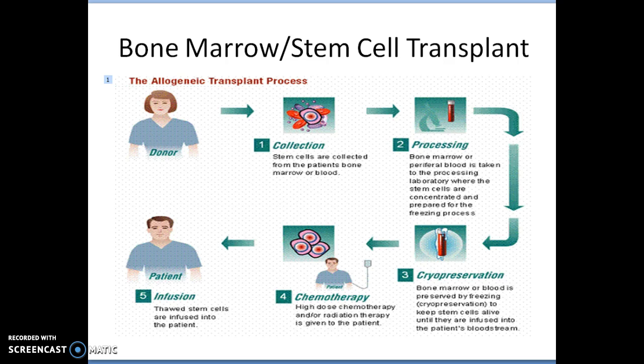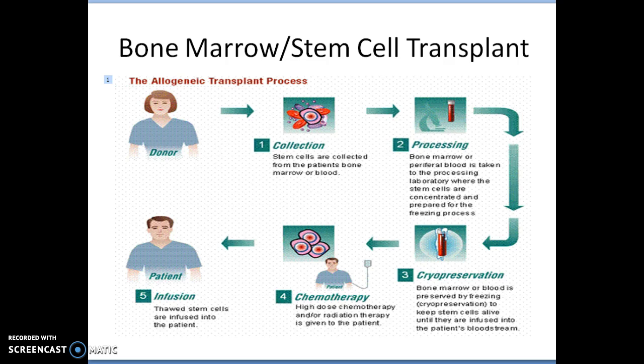That bone marrow then goes off to the magic place called the laboratory, where the stem cells are concentrated and prepared, and they are spun out in a centrifuge, and then they're frozen. So there's cryopreservation, where the bone marrow or the blood, if it's a stem cell, is frozen. It is how it's preserved, and that keeps those cells alive until it's time to give it to the patient who's going to be receiving those cells from the donor.